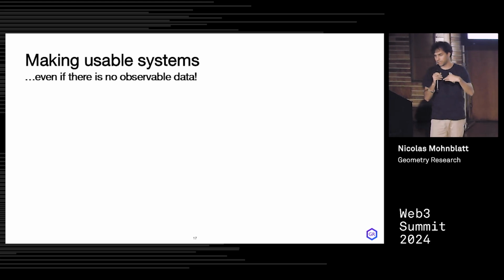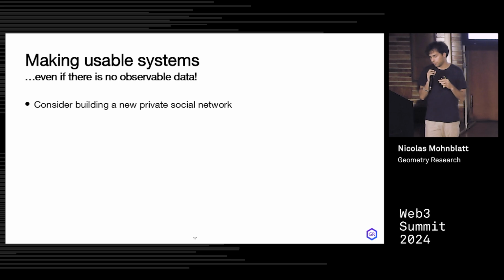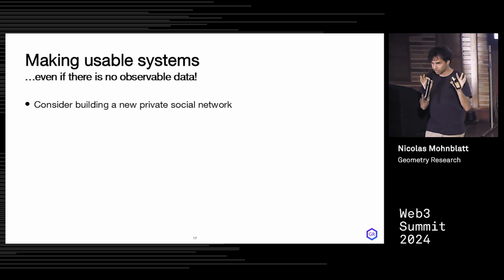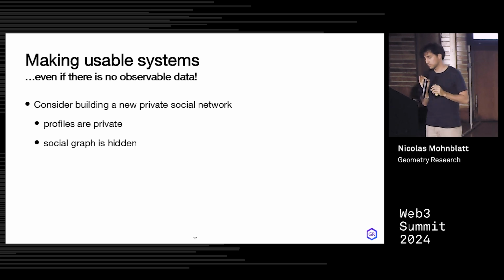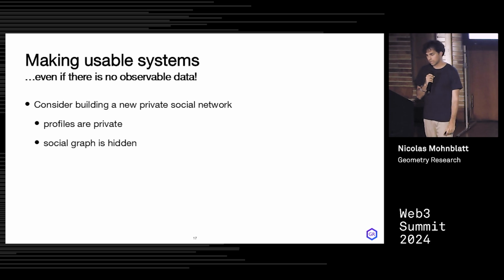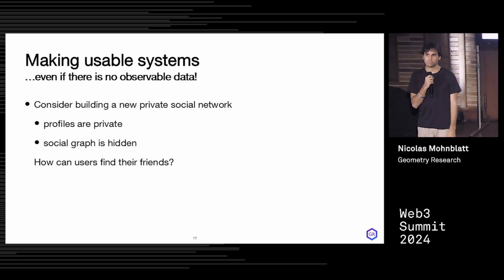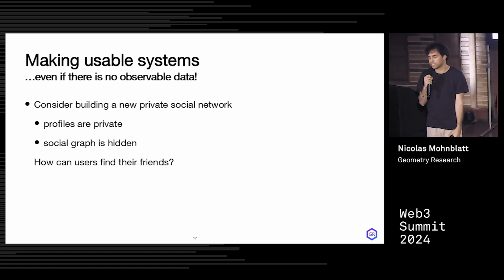What else can we do? Well, we can build wider systems. Once you have identity, you can do many cool things. But why is this important? All right, let's consider an example where we're building a social network that is private. So profiles are private and the social graph is hidden. Cool. What happens when I sign up? I see nothing. I can't find my friends. I don't want to broadcast my new identity on this network because I lose all privacy.